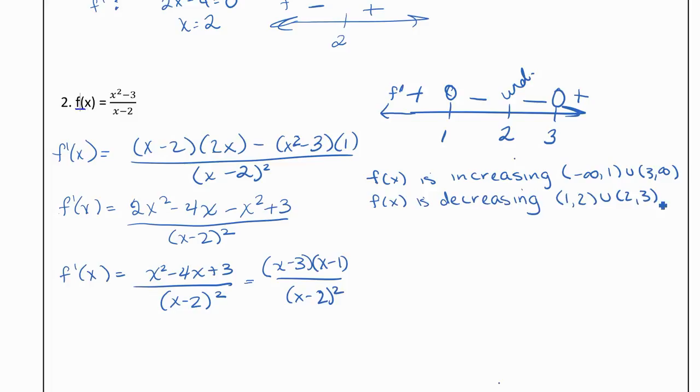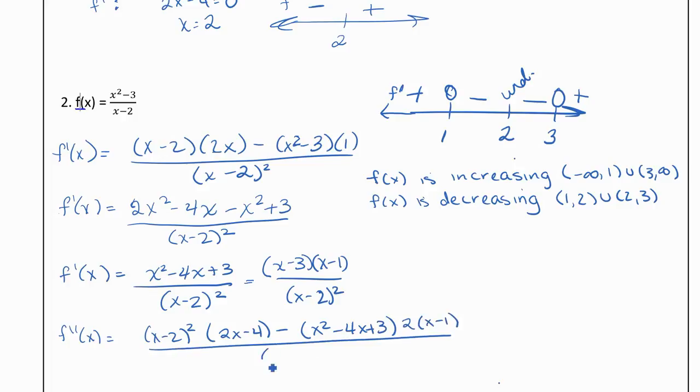Now next we're going to need our second derivative, which means we're going to have to take the derivative of this. So second derivative, we would have low d high minus high d low, which will be 2 times x minus 1, all over low squared.